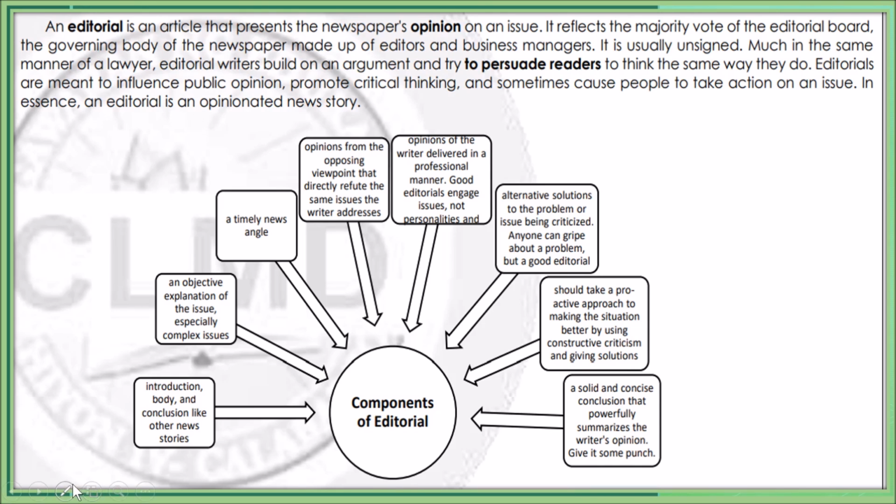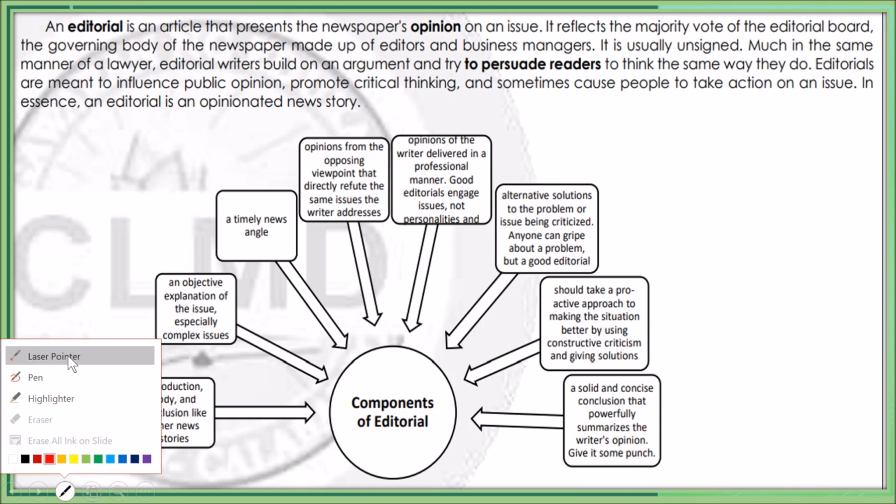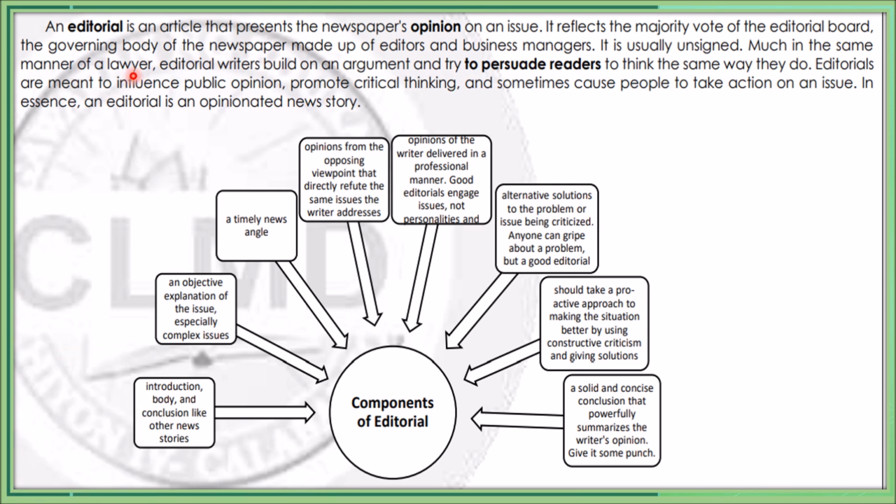Kids, what is an editorial? An editorial is an article that presents the newspaper's opinion on an issue. It reflects the majority vote of the editorial board, the governing body of the newspaper, made up of editors and business managers. It is usually unsigned, much in the same manner of a lawyer.